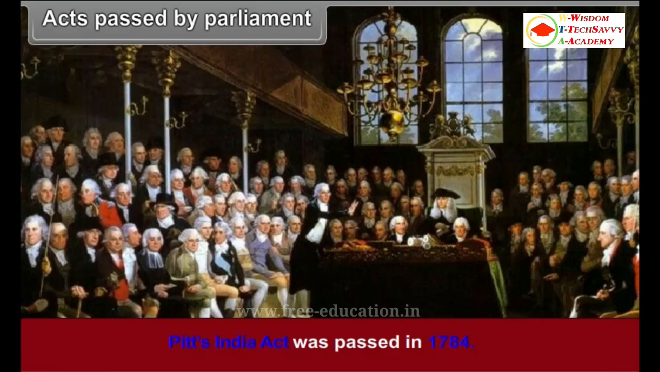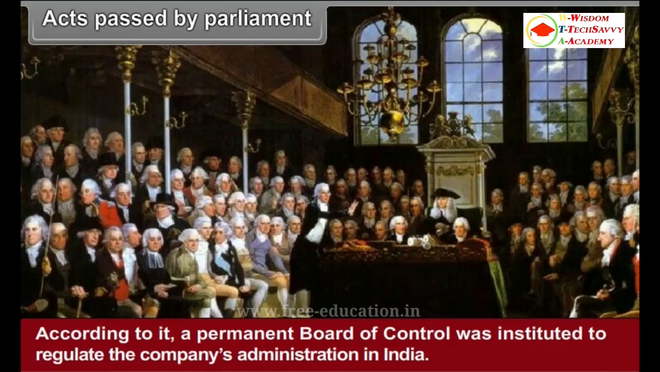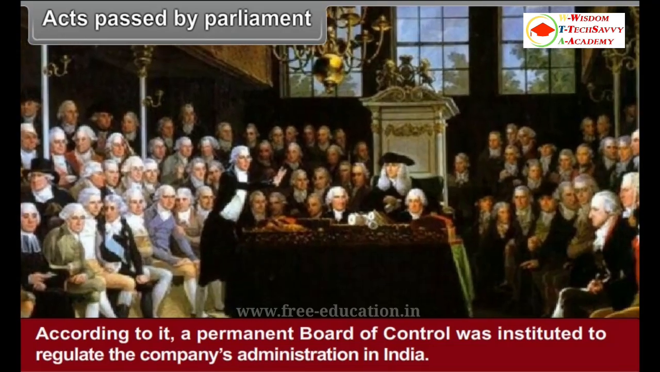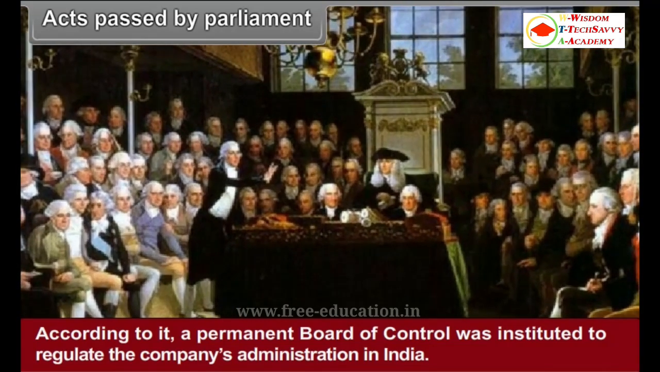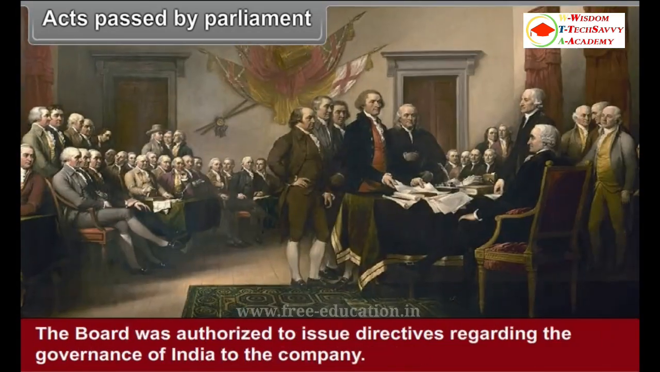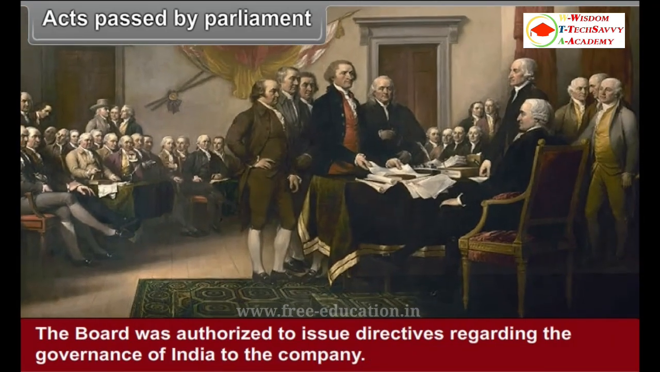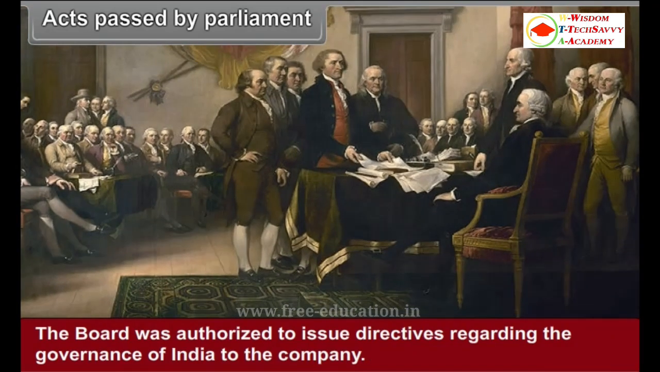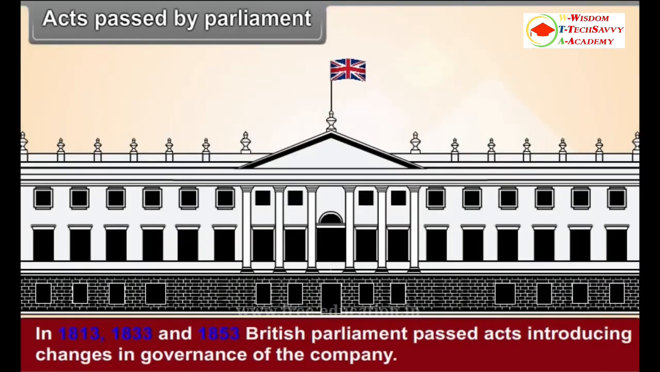According to it, a permanent board of control was instituted to regulate the company's administration in India. The board was authorized to issue directives regarding the governance of India to the company. In 1813, 1833 and 1853, British Parliament passed acts introducing changes in the governance of the company. In this way, the British government established its indirect control over the administration of the company.